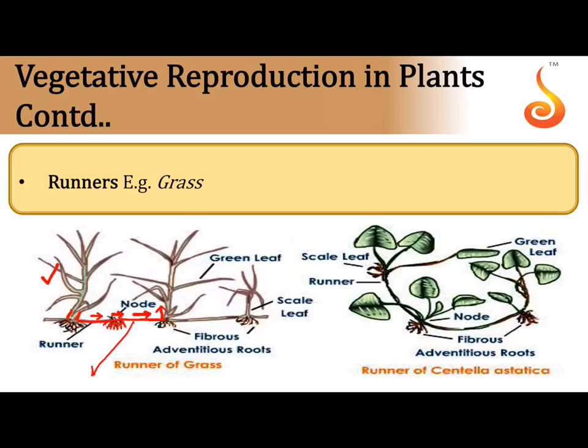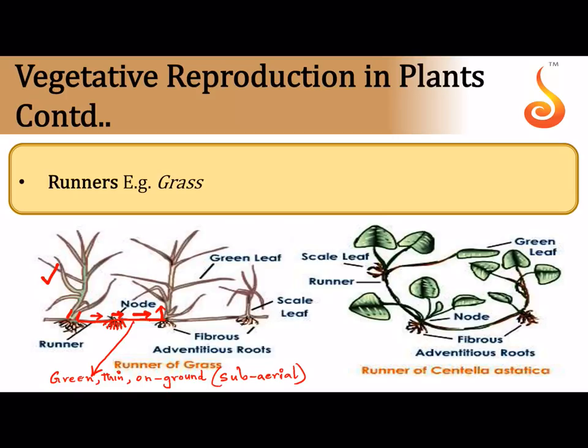Now these runners, these horizontal branches are green, they are thin, and like I said, they grow on the ground. Because they grow on the ground, they are called subaerial stems. They are actually stems only, but they don't grow upright, nor do they grow underground. They grow on the surface of the ground horizontally. That's why they are called subaerial.